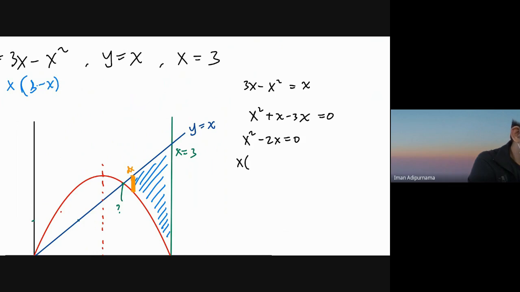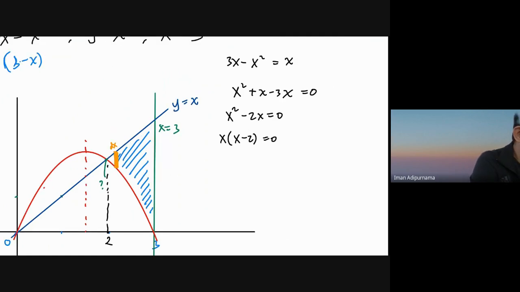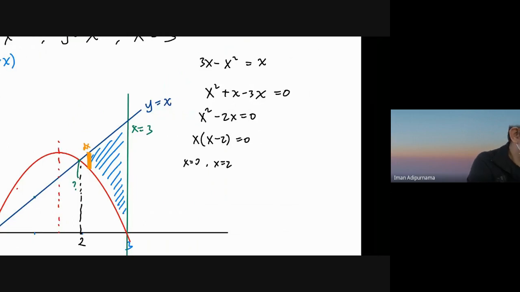So x, this will be 2. I think we are correct here. It's around 2. And yeah, so x is 0 and x is 2. That will be the intersection.